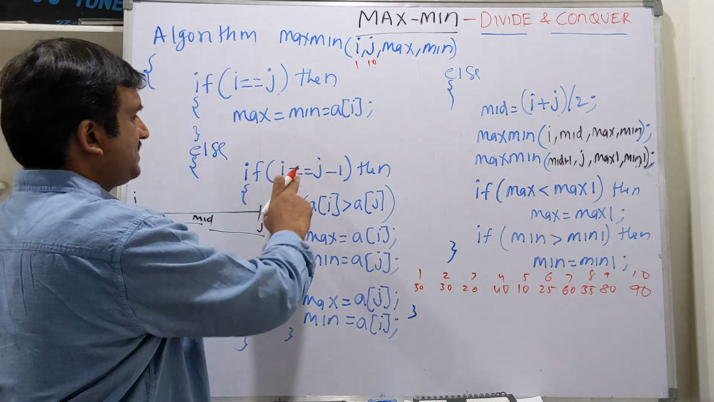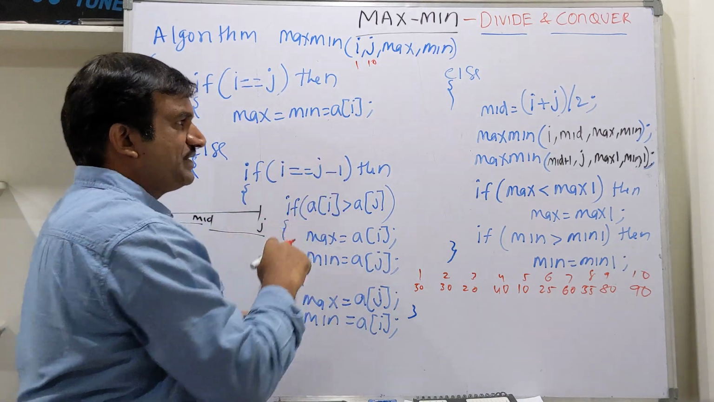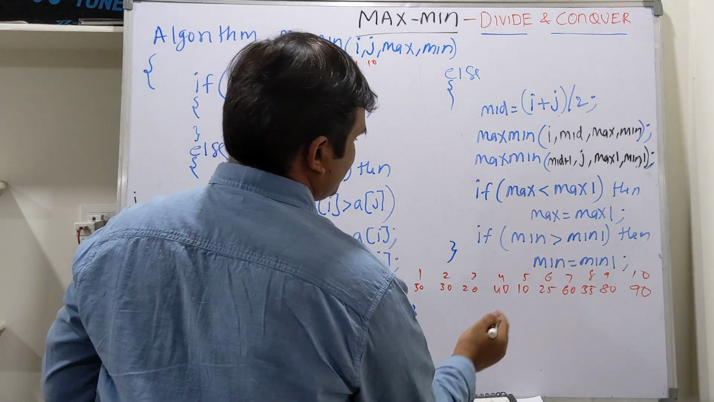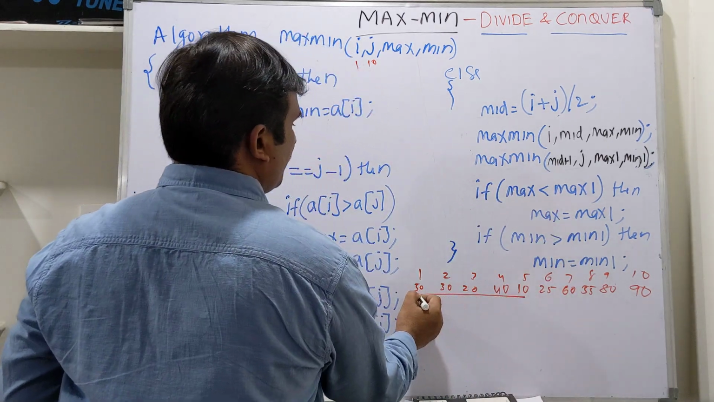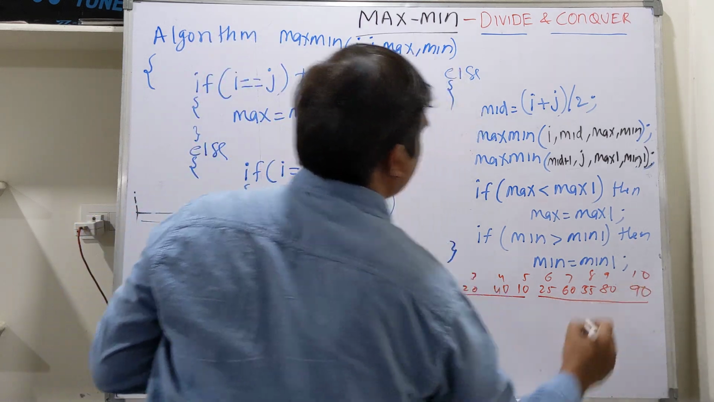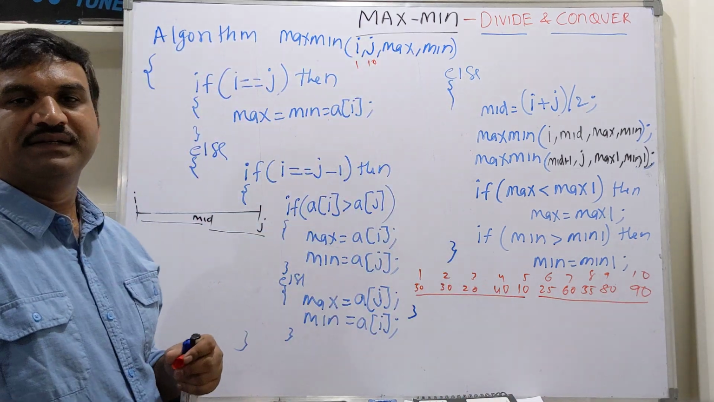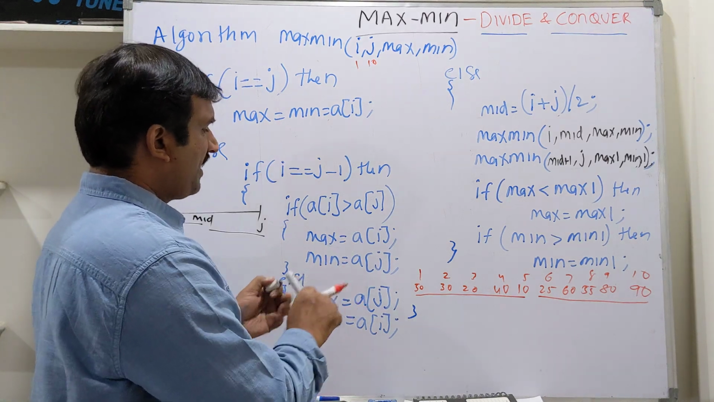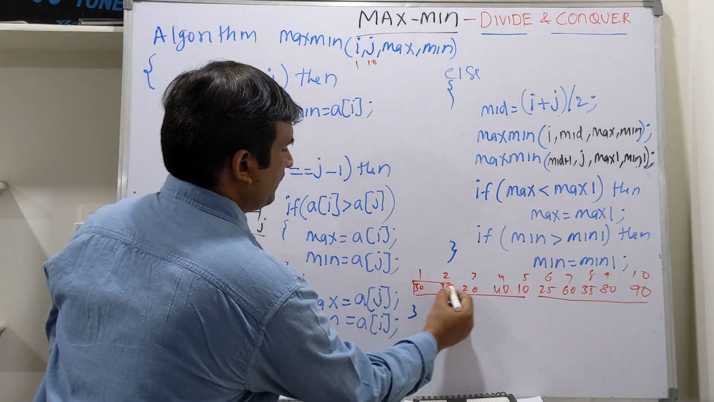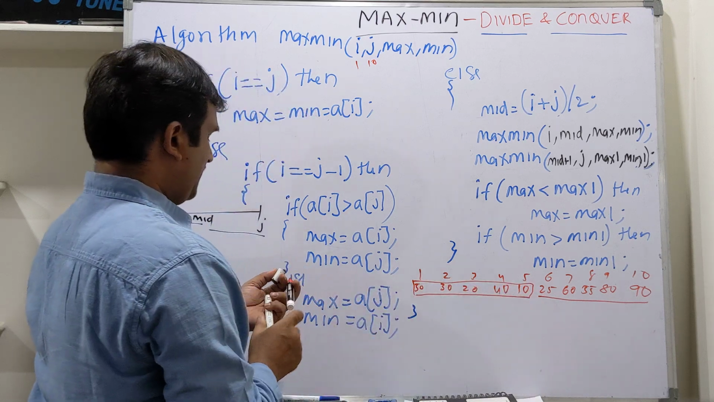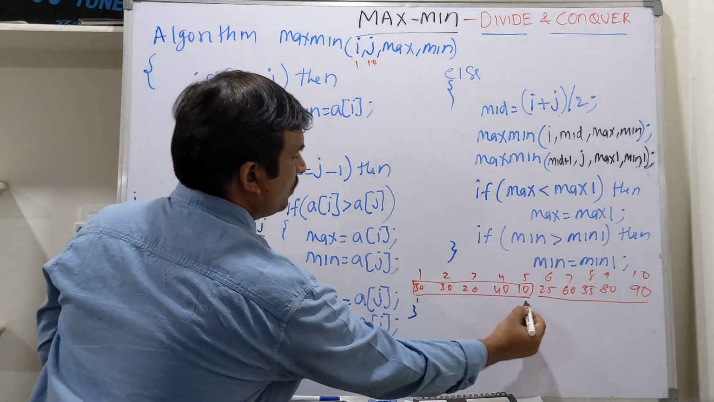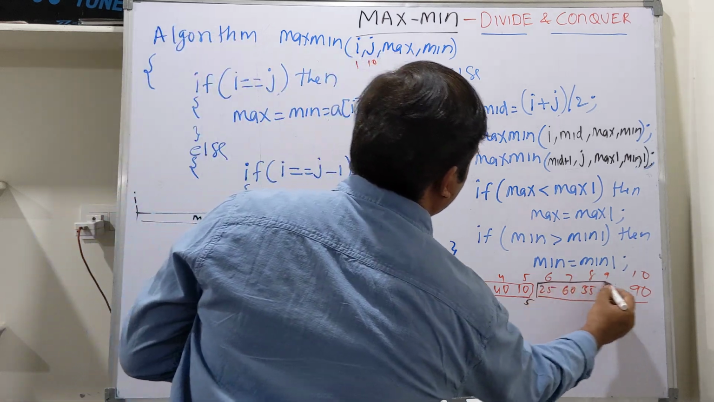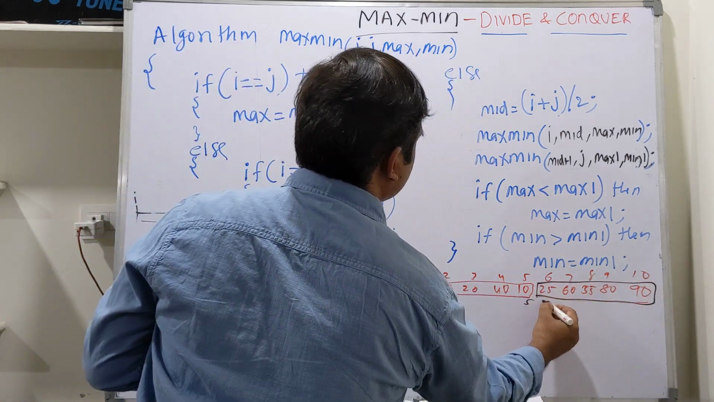Is 1 equal to 10? False. Is 1 equal to 10 minus 1, which is 9? False. Then immediately what will happen? The max min of 1 comma 10 is divided into the first half and the second half. Right? So what is the first half problem? In the first half, the index numbers will be 1 to 5, and the second half will have 6 to 10.